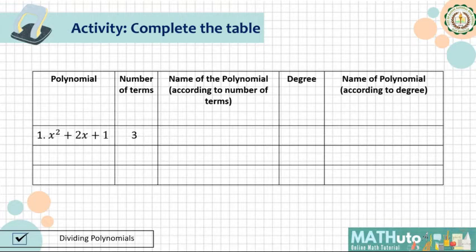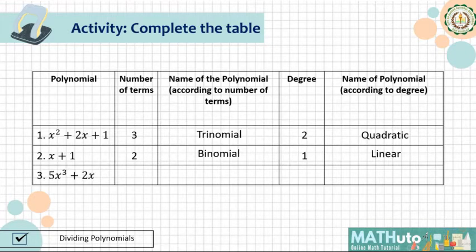And the polynomial, according to the number of terms, if you have three terms, is what we call a trinomial. For the degree, we have to get the highest exponent in the polynomial, and that is 2. And the polynomial with degree 2 is what we call a quadratic polynomial. Next, number 2, x plus 1. In this polynomial, there are two terms, x and 1. And the name of this polynomial according to the number of terms is binomial. For the degree, the highest exponent on each term is 1. Therefore, this is what we call linear.